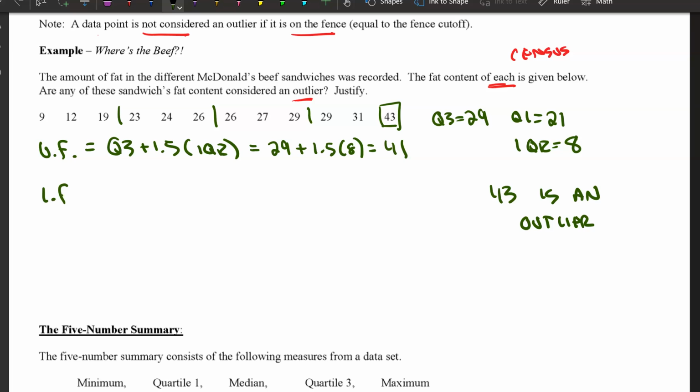What about the lower fence? What about that 9 or that 12 maybe even? Q1 minus 1.5 IQRs. That's 21 minus 1.5 times 8. That's 21 minus 12, which is 9. So that one is right on the fence. So it's right on the cutoff, so technically not an outlier.